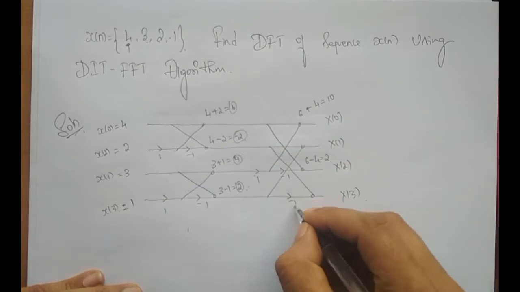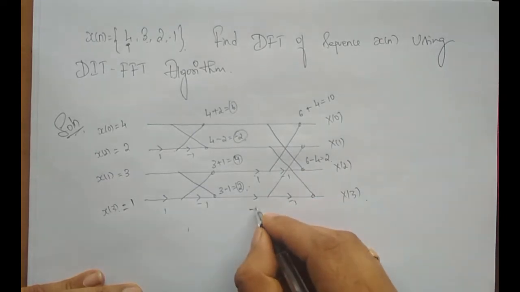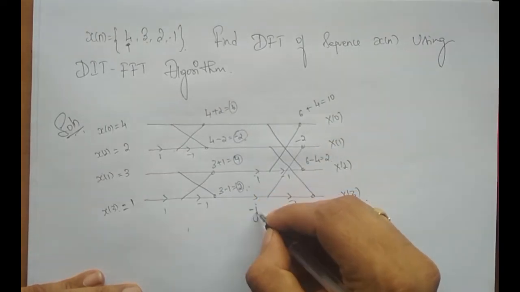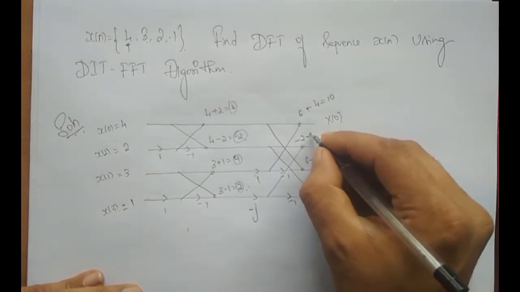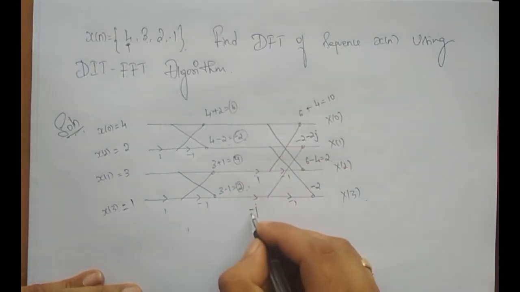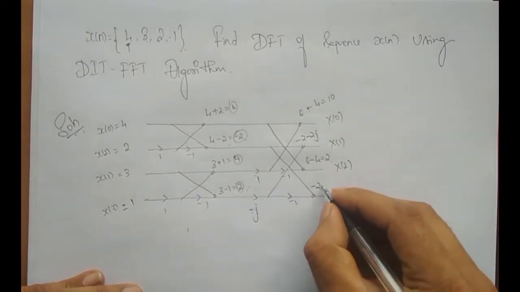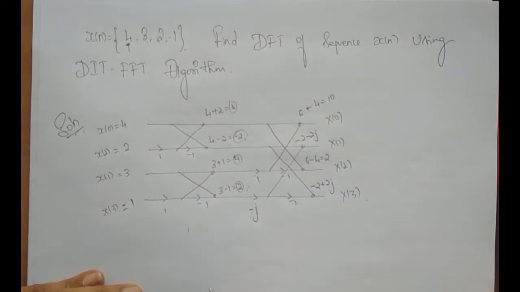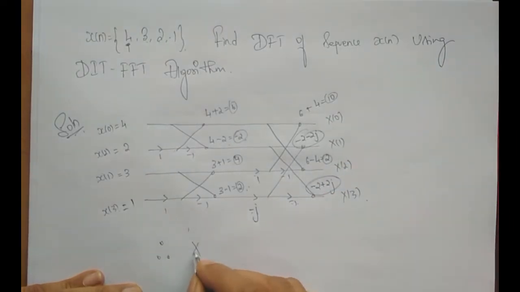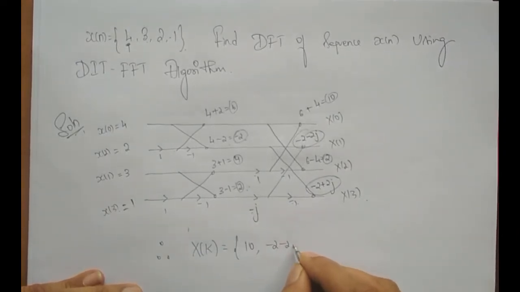And the next butterfly, this corresponds to W4 power 1, which is minus j. So I have minus 2 getting added with 2 times minus j, which is equal to minus 2j. Okay, I have minus 2 coming here, so this is added with minus j and minus 1, which is equal to plus 2j. So this is the final output. Therefore I have X of k equal to 10, minus 2 minus 2j, 2, minus 2 plus 2j.